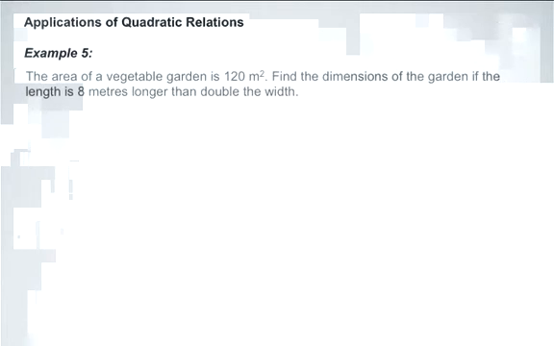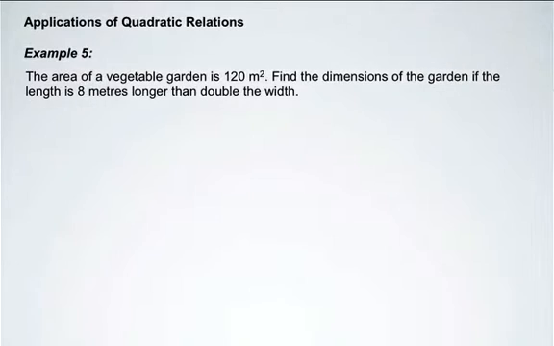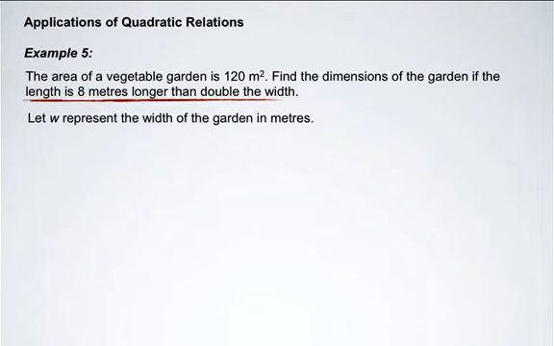Example 5. The area of a vegetable garden is 120 meters squared. Find the dimensions of the garden if the length is 8 meters longer than double the width. Let W represent the width of the garden in meters. Remember, the length is 8 meters longer than double the width. Then the length can be represented as 2 times W, or double the width, plus 8, 8 meters longer than double the width.